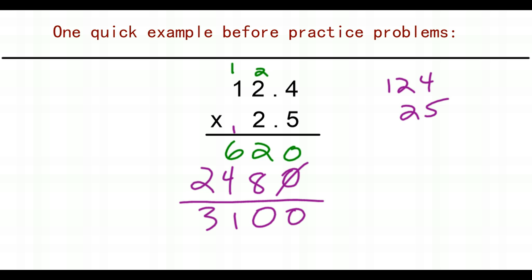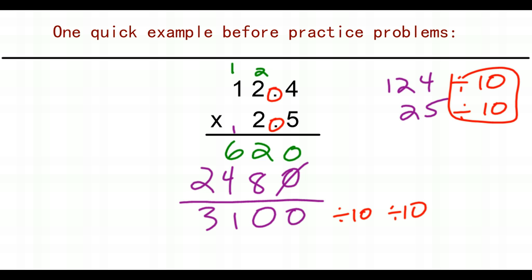Now we've taken 124 and we've divided it by 10 to get to 12.4. And we've taken 25 and we've divided it by 10 to get to 2.5. So what should happen for us here is that if we've divided by 10 twice, we should be able to divide by 10 twice in our product. One decimal place and one decimal place together equals 2 places.